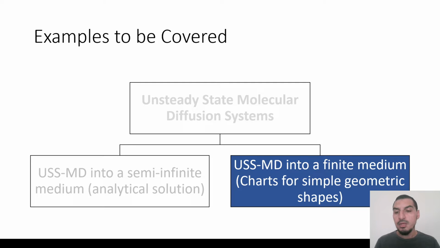Hello everybody. Now we are gonna talk about the second case of unsteady state molecular diffusion, which is the case of diffusion in a finite medium. And the analytical solution of this case is more complicated than the case of semi-infinite medium. And it's mainly due to the boundary conditions.